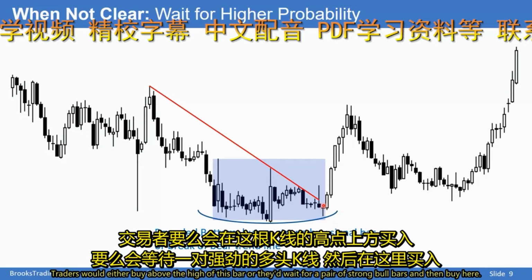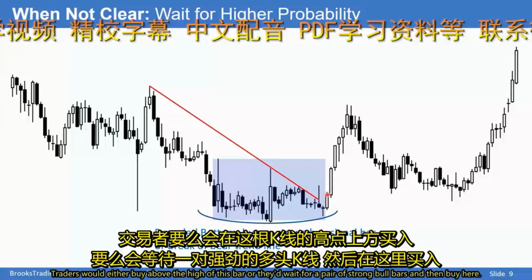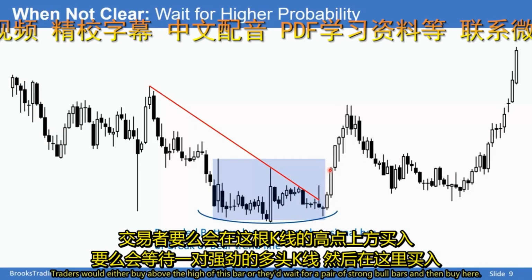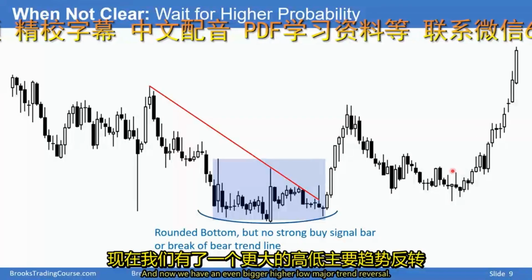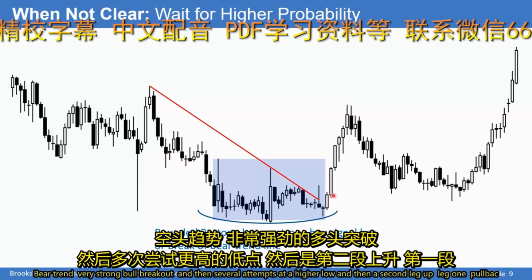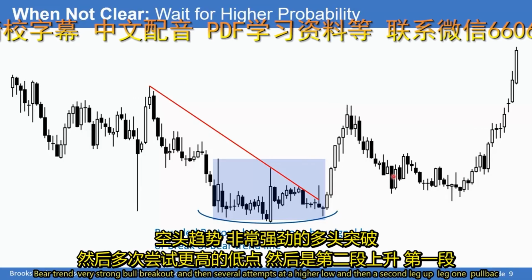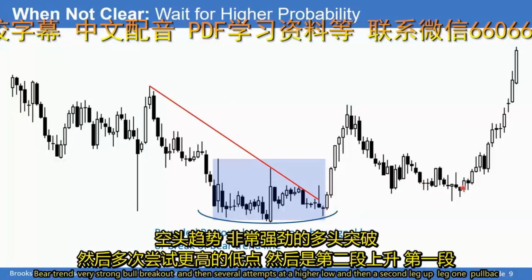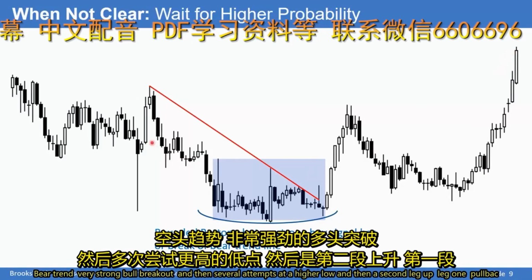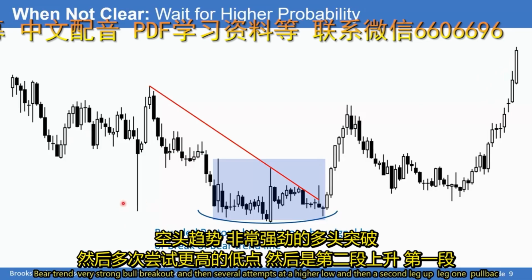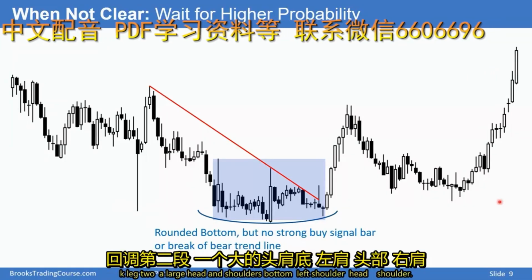Traders would either buy above the high of this bar, or they'd wait for a pair of strong bull bars and then buy here. And now we have an even bigger higher low major trend reversal. Bear trend, very strong bull breakout, and then several attempts at a higher low, and then a second leg up. Leg 1, pullback, leg 2, a large head and shoulders bottom, left shoulder, head, right shoulder.